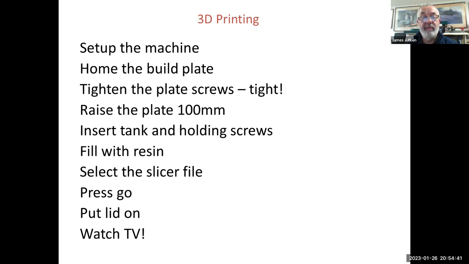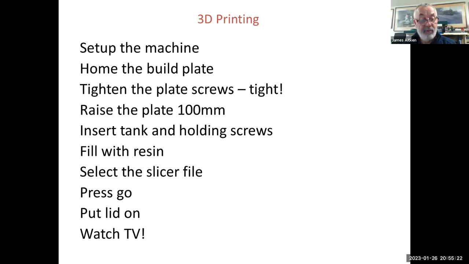When you've got the machine, these are the steps you take. Home the build plate to make sure that it is exactly the right distance from the screen, which is at the bottom of the machine. Tighten the plate screws tight, as I found. Raise the plate a suitable distance, pop the tank in, fill with your resin, select the file you've produced, and off you go. Put the lid on, go watch television.